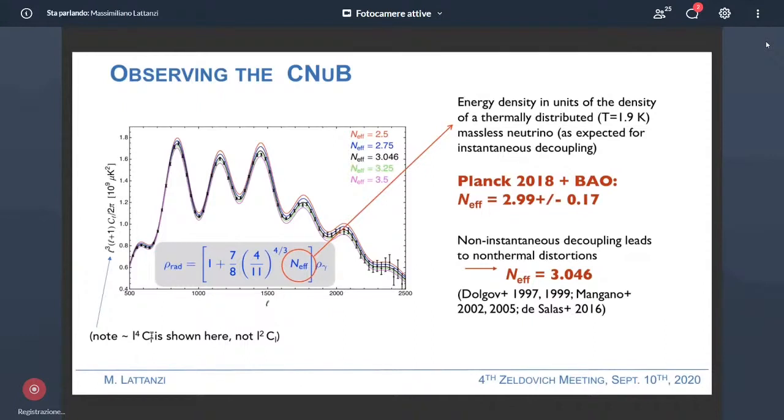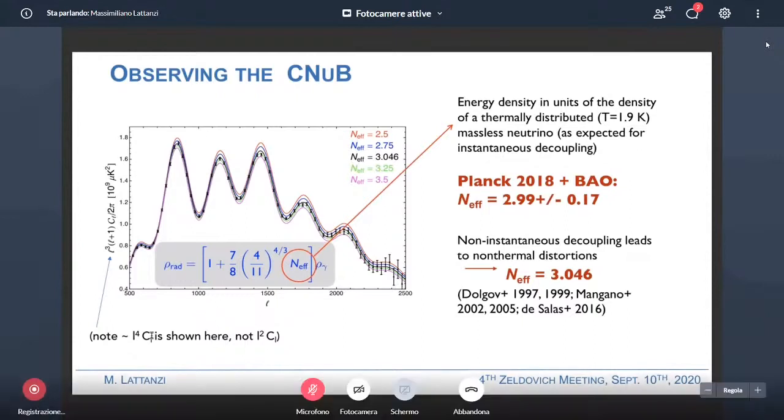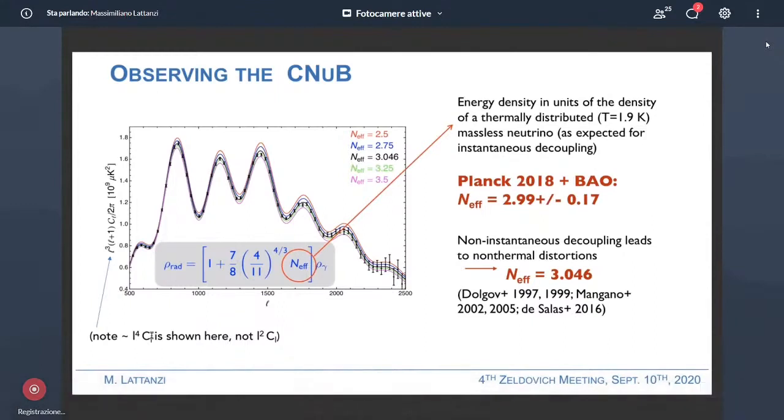For example, in the CMB, this is the spectrum of the CMB just multiplied by an additional factor of multipole squared, and you see that the different curves correspond to different amounts of neutrinos as parameterized by this parameter N effective, which is basically the energy density in relativistic species in units of the energy density of a single massless neutrino with a temperature of 1.9 Kelvin, which is the value that we expect for the standard cosmological history.